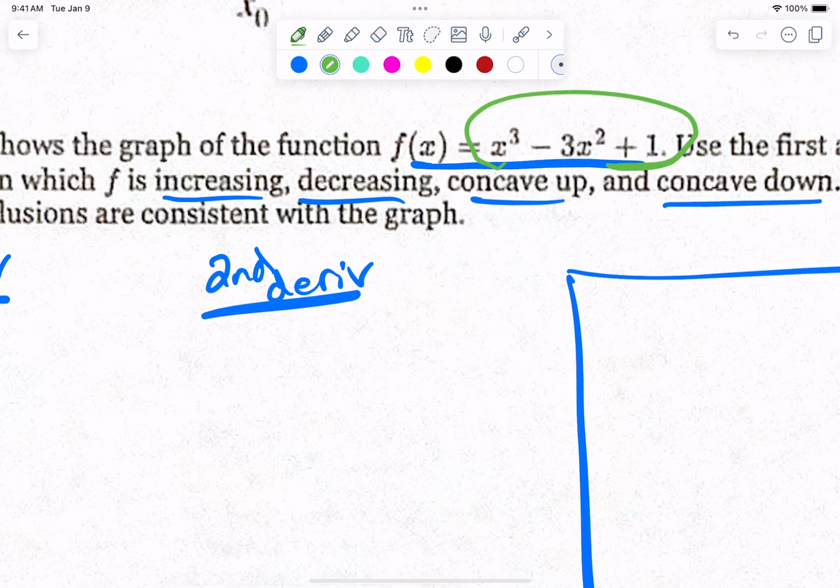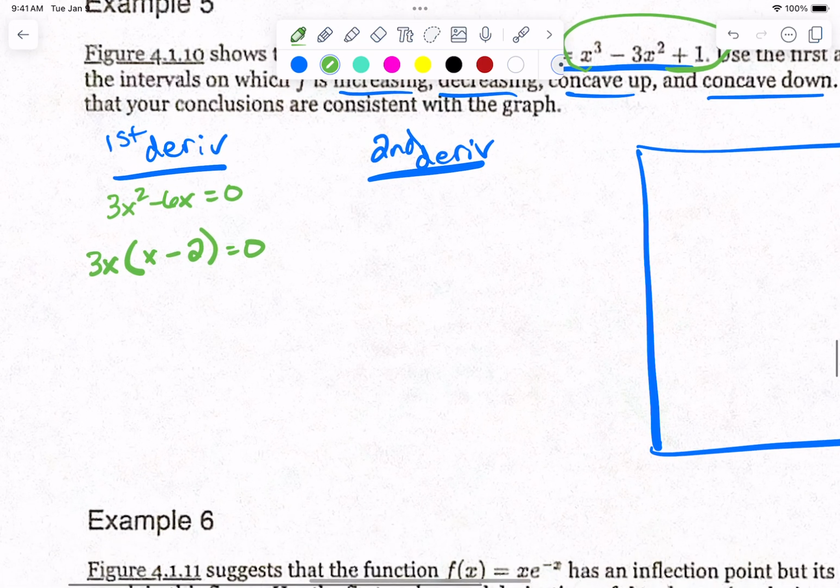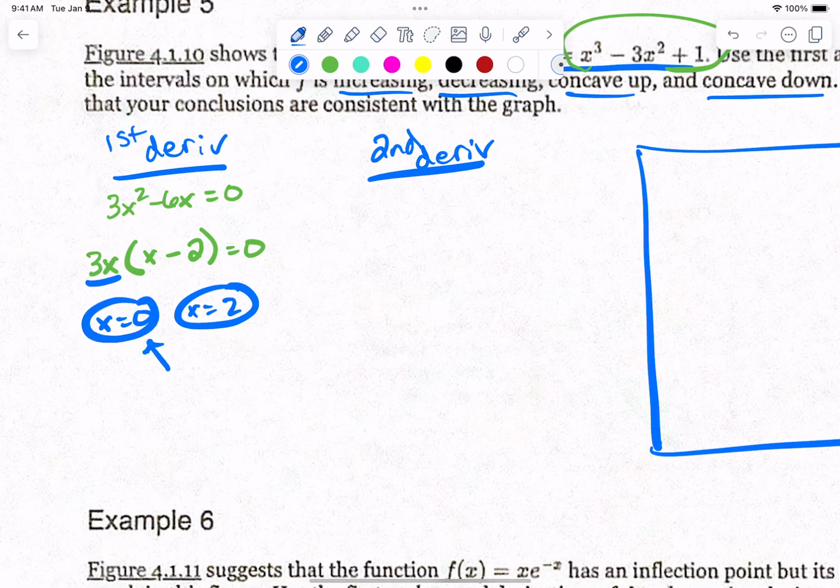They give us a nice function to start with. Let's take its first derivative: 3x squared minus 3 minus 6x, so 3x squared minus 6x. That's my first derivative. I'm going to set it equal to 0. Take out a 3x, and left over is x minus 2. If I set the 3x equal to 0, x equals 0. If I set x minus 2 equal to 0, x equals 2. Those are called critical numbers.